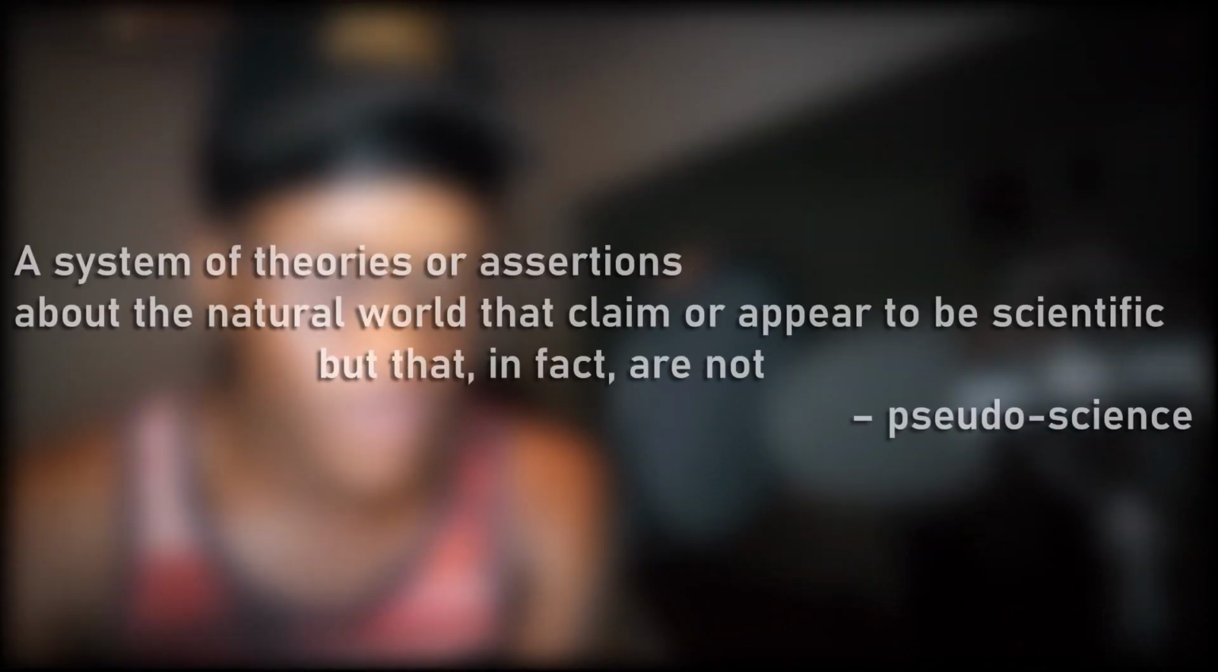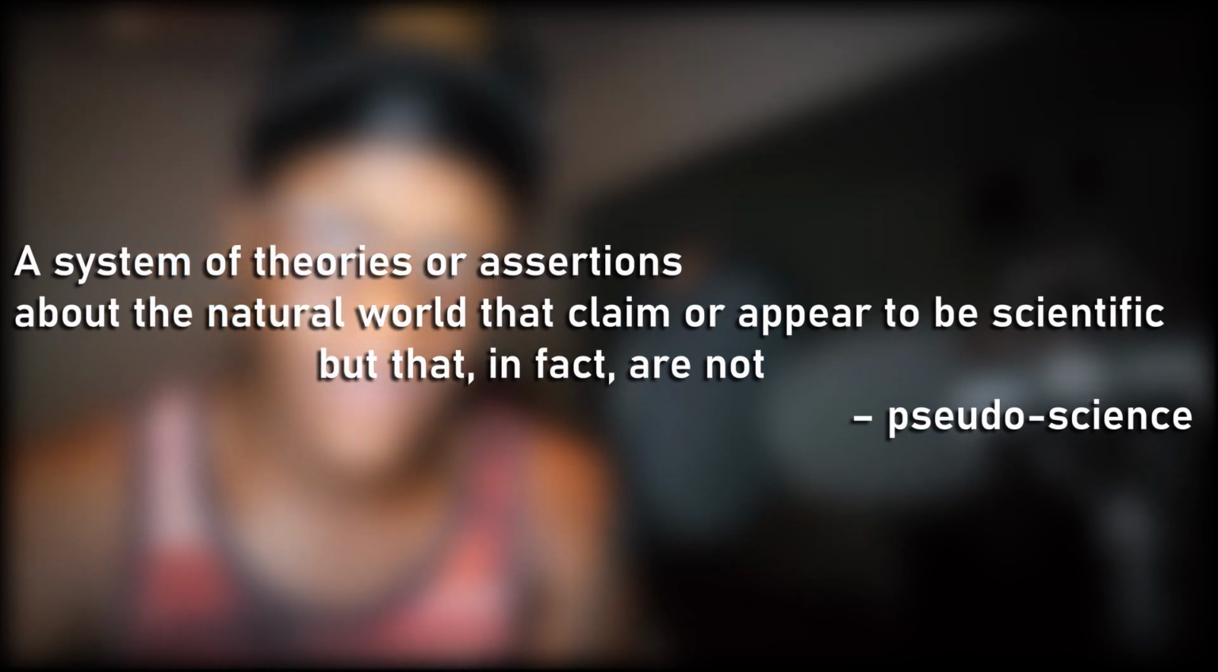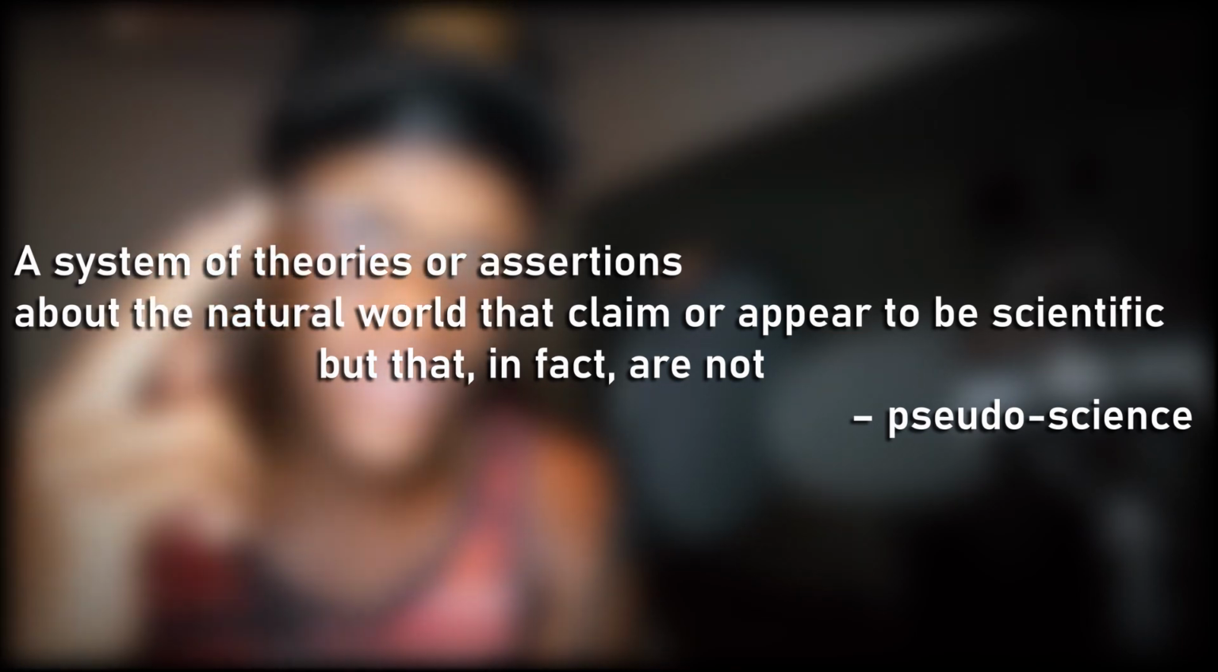Pseudoscience is a system of theories or assertions about the natural world that claim or appear to be scientific but in fact are not. The methodology used by the first method is what one would describe as pseudoscientific. It is pseudoscientific because by this method you can prove any and all claims to be true, right?